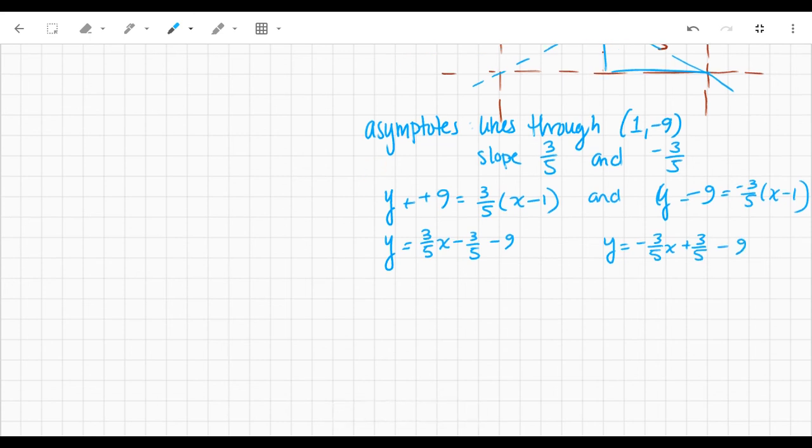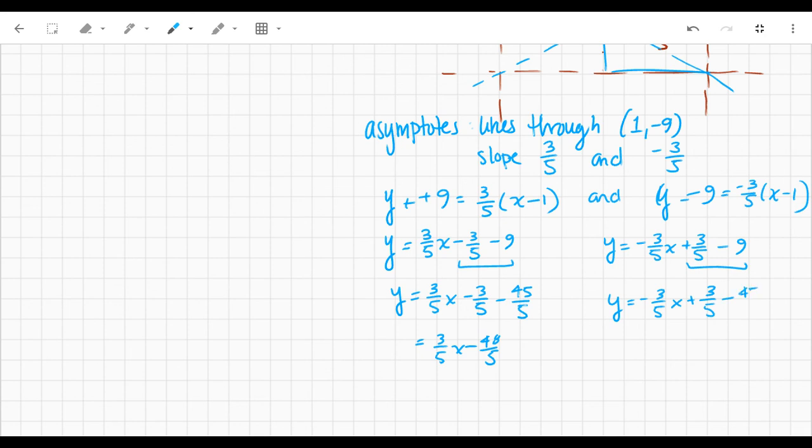Okay, so now we just need a common denominator so that we can add these together. So y equals 3/5 x minus 3/5 minus 45/5. So that'd be 3/5 x minus 48/5. And this one would be y equals negative 3/5 x plus 3/5 minus 45/5. So y equals negative 3/5 x minus 42/5. Okay, so there's your two asymptotes.